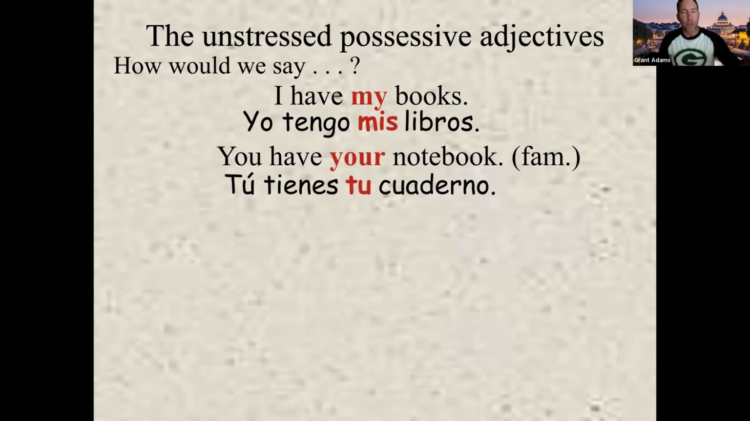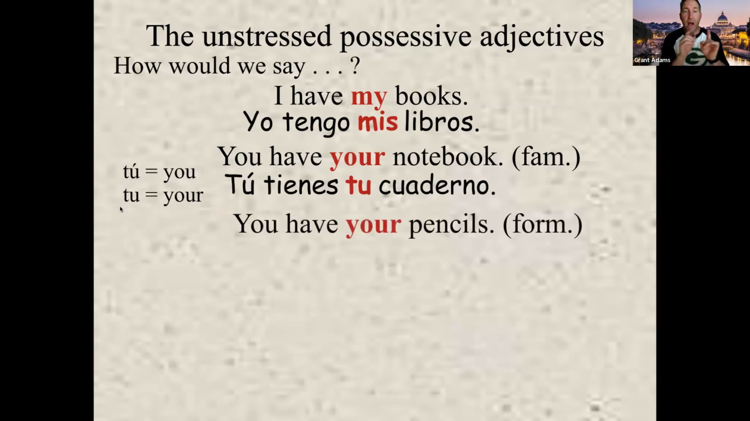Tienes tu cuaderno, excelente. Pero, clase, tú con acento o sin acento? No acento escrito, porque tú, with an accent, is you, tu, without an accent, is your. Oh, okay, muy bien, excelente. You have your pencils. Now you're talking to a professor. ¿Cómo se dice you have your pencils? Pencils are lápices. Un poco difícil, huh? Okay, remember, Amanda, you're talking to a teacher, let's say 20 years older than you.